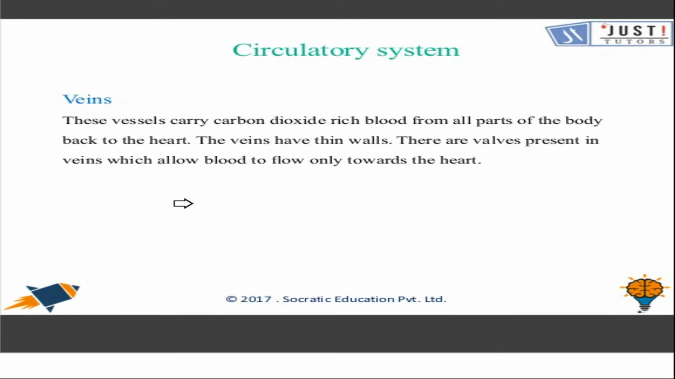And here we have another component, that is veins. These vessels carry carbon dioxide rich blood from all parts of the body back to the heart.